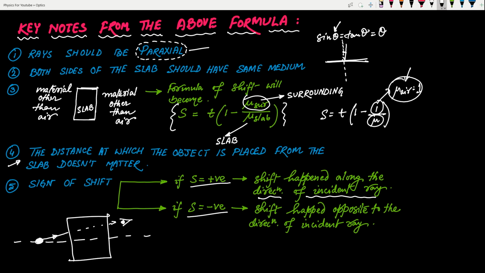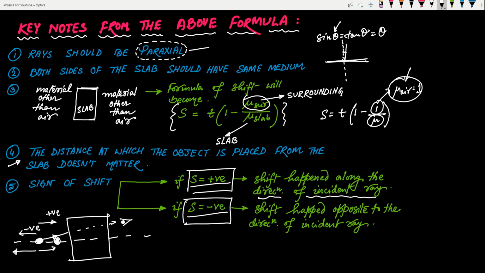So we can say that this direction is taken as positive and the opposite direction will be taken as negative. So if our body is shifted in this direction, then we will say the shift is positive. If our body is shifted this side, then we will say that shift is against the direction of incident ray. So this is what S equal to positive and S equal to negative actually means.